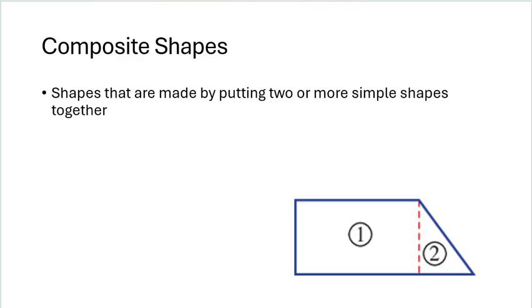Next thing is composite shapes. They're just shapes made by putting 2 or more simple shapes together. That's it.